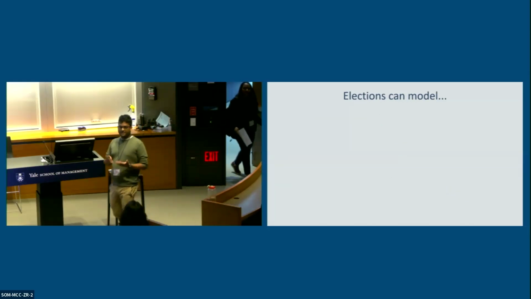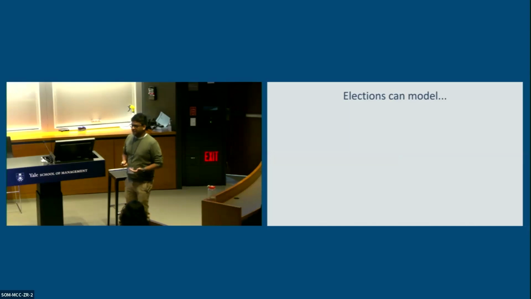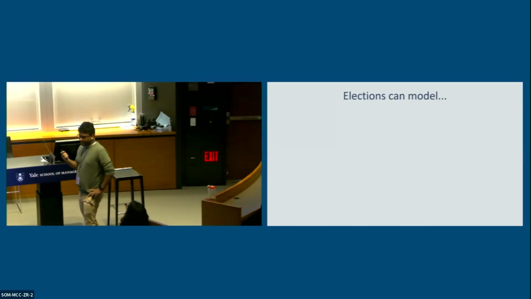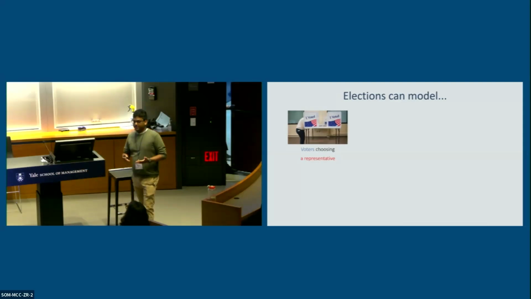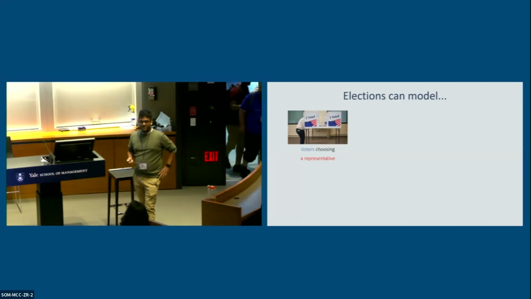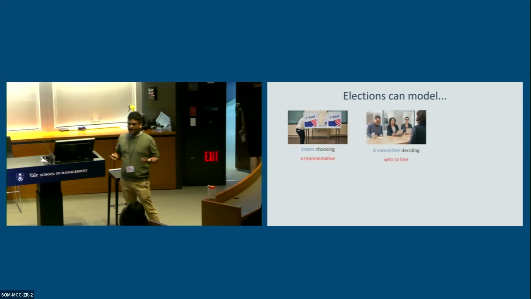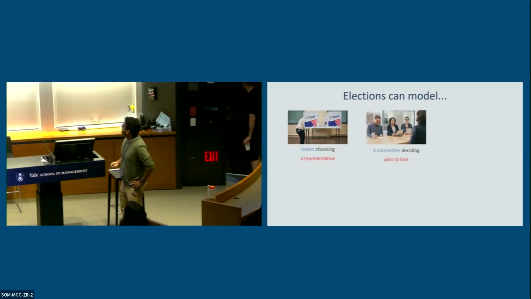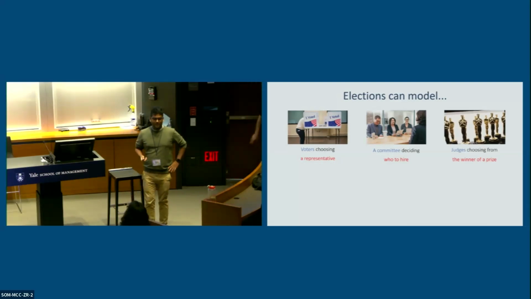So why are we interested in voting? Well, it turns out that this idea of voters choosing from candidates can actually model quite a large variety of decision problems that we study or that we make in our society. Probably the canonical example is a group of voters choosing a representative in a democracy. But you can also imagine something like a committee deciding who to hire in a company or a university. You can also imagine judges choosing the winner of a prize, like at the Oscars or the Grammys.